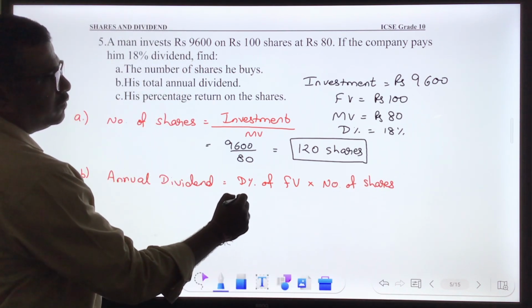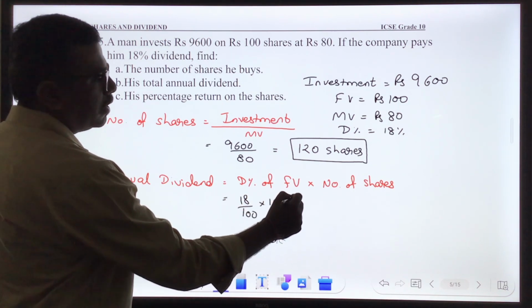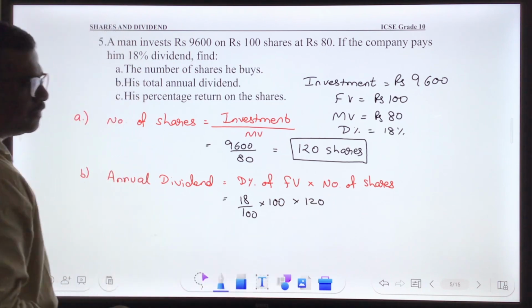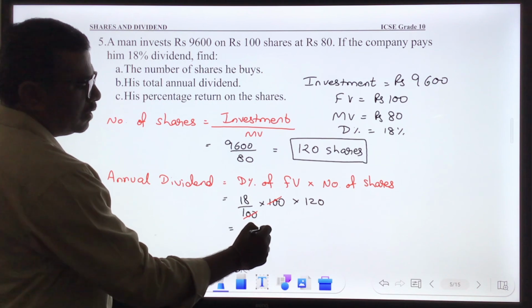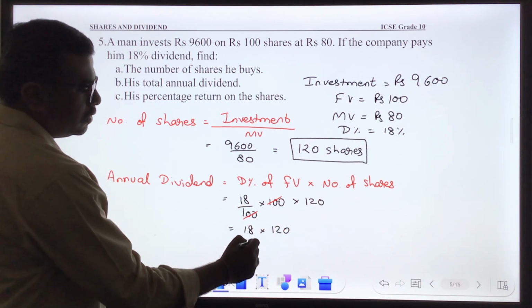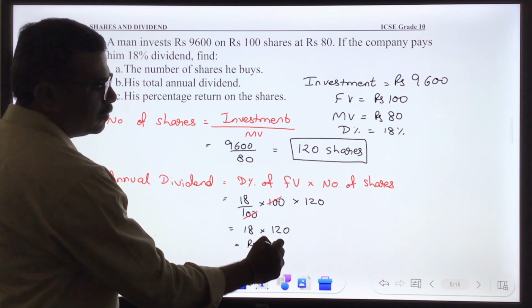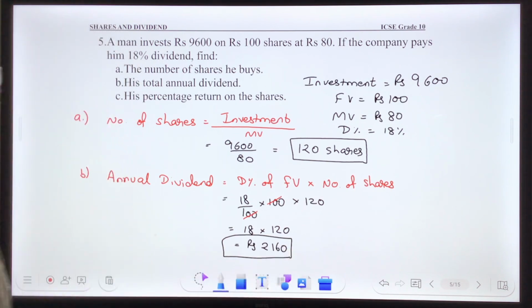So putting the values, we get 18 upon 100 times 100 into 120. Simplifying, we get 18 into 120, which is rupees 2,160. So his annual dividend is rupees 2,160. The third question is we need to find the percentage return on the shares.